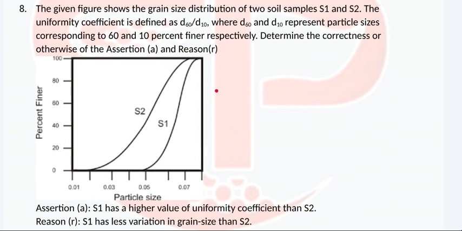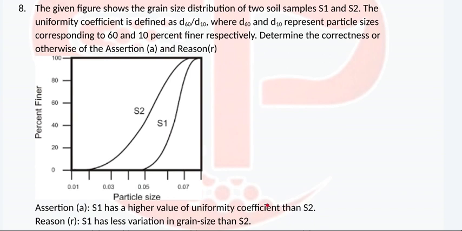So S1 has a higher value of uniformity coefficient, because in S1 you see the 60% value will be more and 10% value will be less. So the ratio between D60 and D10 will be less in S2, and in S1 the difference between D10 and D60 will be less because it is more steeper. So if it is more steeper, then the difference in both values will be less. The ratio will be more.